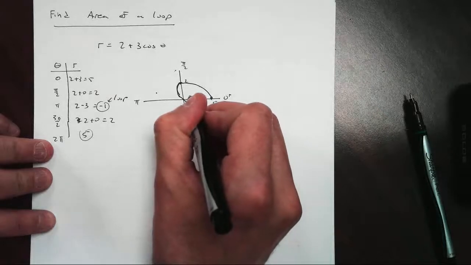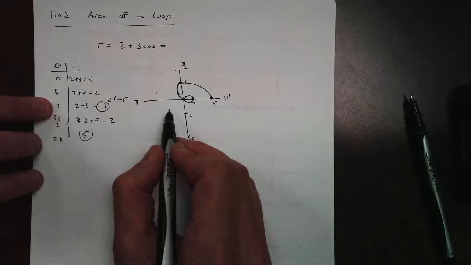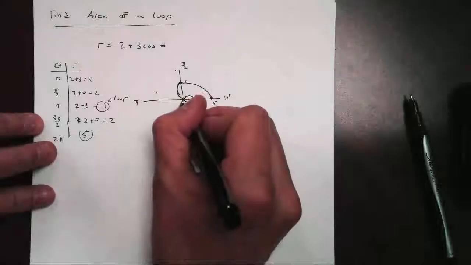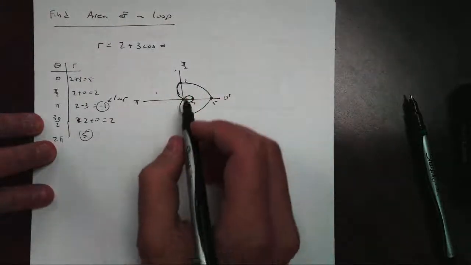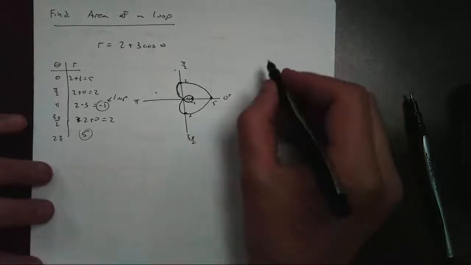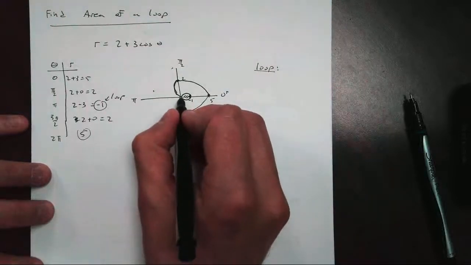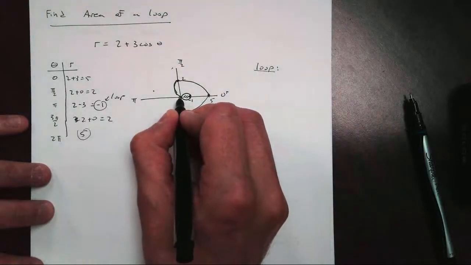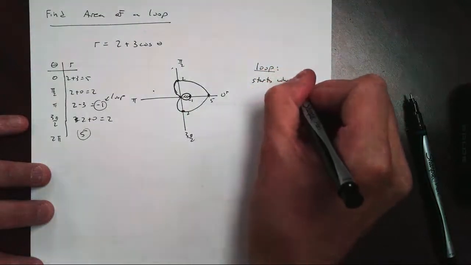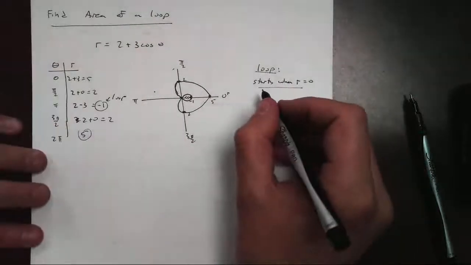It's going to make my loop, and it's going to hit 0 again, because in the third quadrant, between pi and 3 pi over 2, I go from a negative to a positive. It has to cross 0. And there's my graph. What I want to find is the area of the loop. So let's talk about the loop. Well, what forms the loop? The loop starts when the radius is 0, when r equals 0. So that's what I have to find.